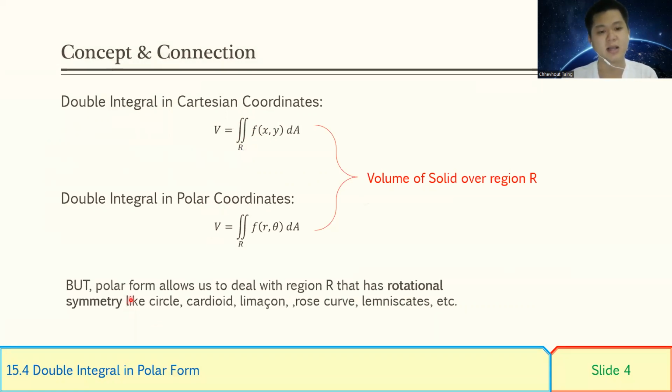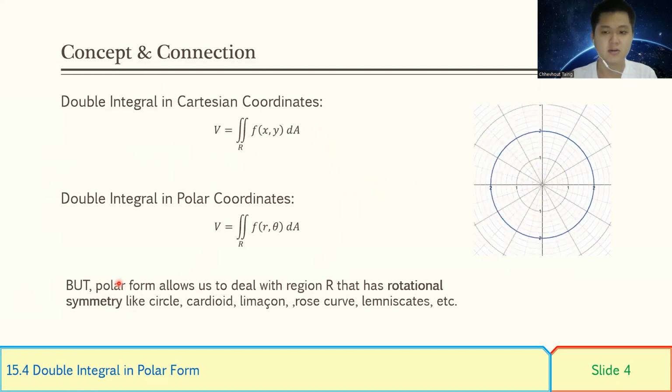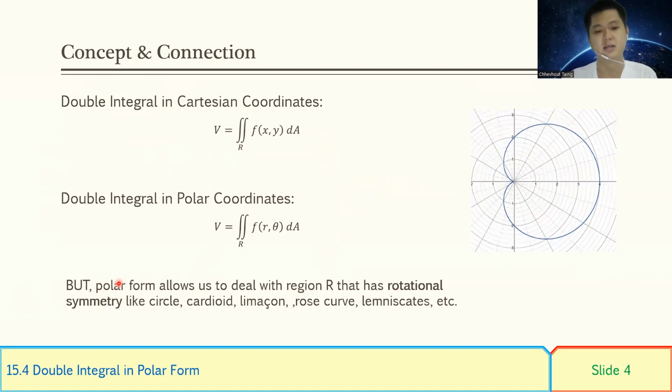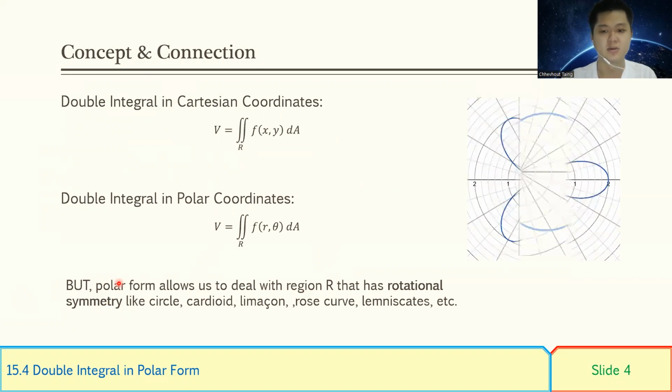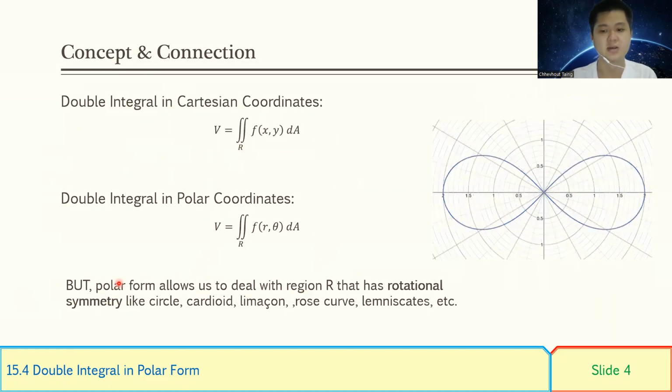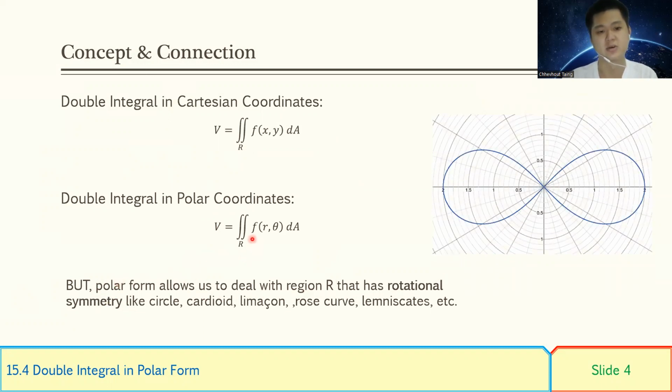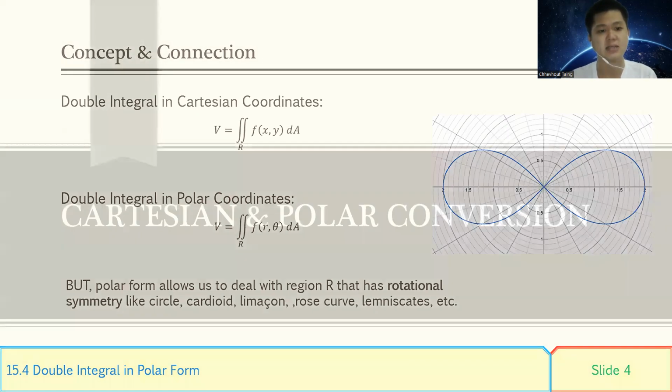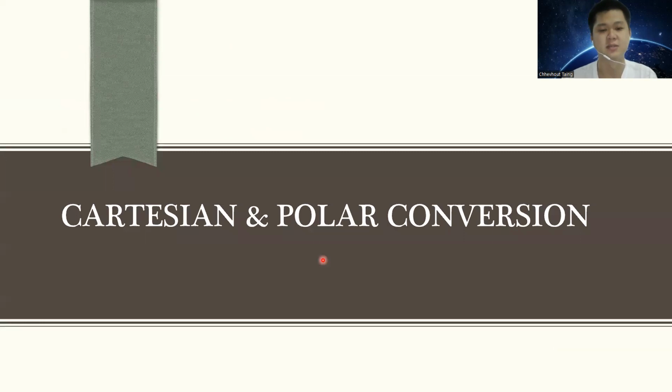Well, polar form allows us to deal with regions that have rotational symmetry, such as a circle, cardioid, lemniscate, rose curve, et cetera. So whenever you sketch your region and you see that it has rotational symmetry, you should probably try using polar to make your life easier. So now that you know the concept and why you should use polar coordinates, let's move on to the next point, which is Cartesian and polar conversion.